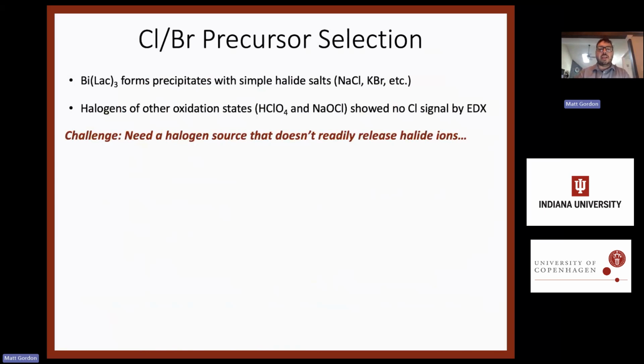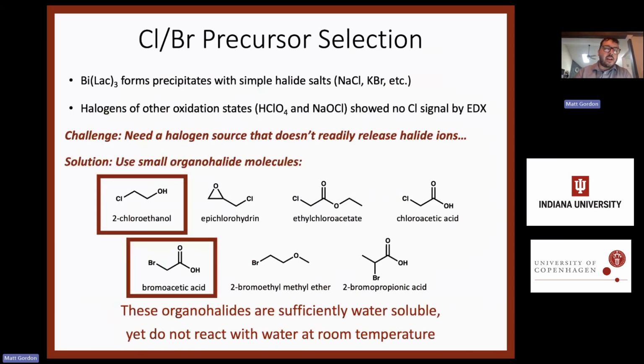doesn't readily release halide ions. And after struggling with this for a bit of time, we came up with the idea of using small organohalide molecules to be able to incorporate a halogen into our synthesis without it being a halide ion.